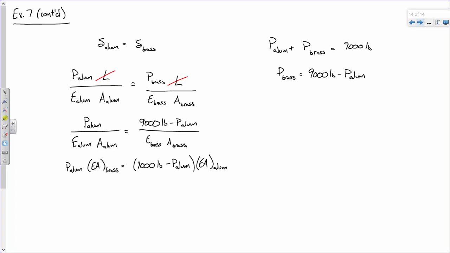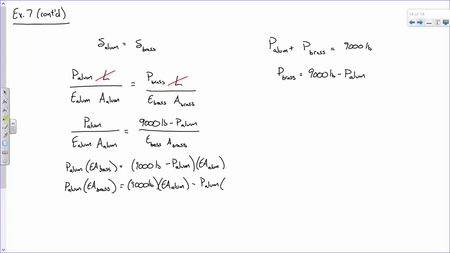All right. I'm going to multiply this out over here on the right. So P alum, EA brass. Here, I'm going to put that in parentheses so it's a little easier to see. And do the same thing over here. Equals, so over here on the right, we've got 9,000 pounds times EA aluminum minus P aluminum EA aluminum, right?